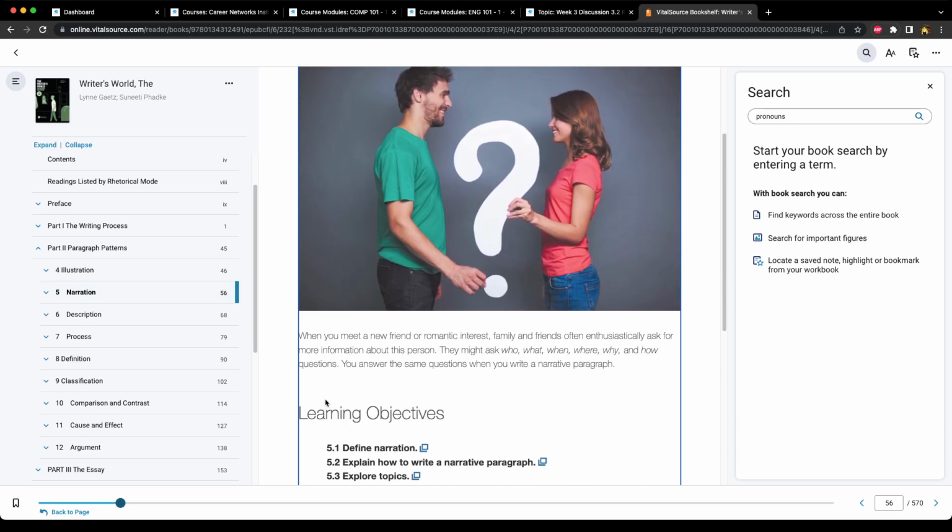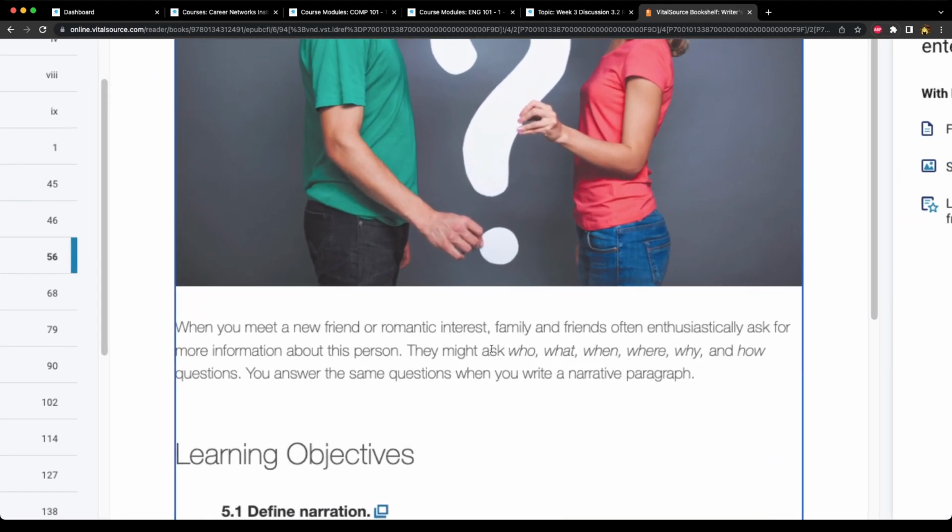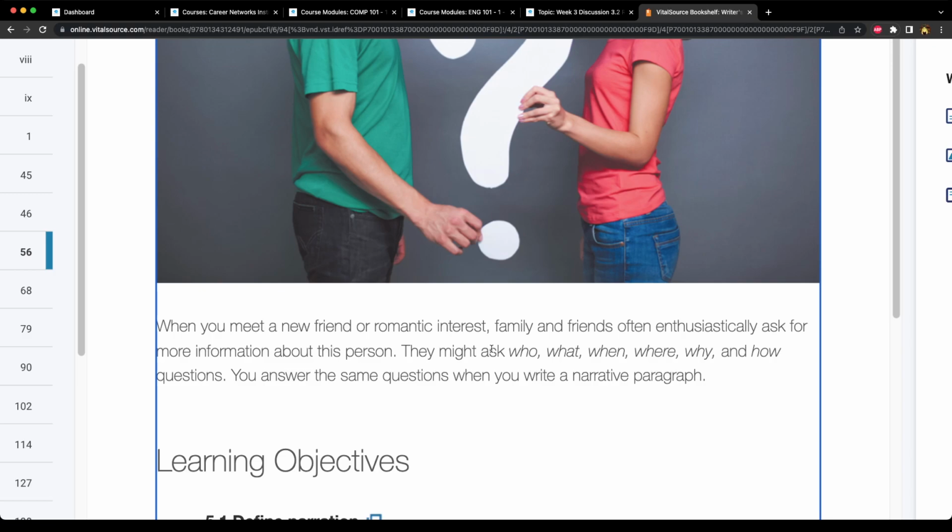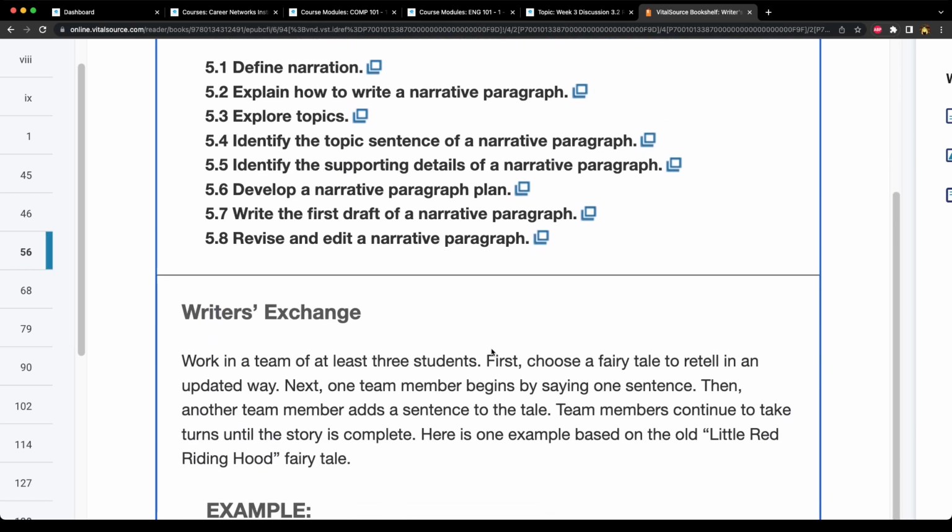Many of you are super familiar with narration when you're watching movies or listening to podcasts or anything. So when you meet a new friend or a romantic interest, family and friends often enthusiastically ask for more information about this person. They might ask who, what, when, where, why, and how questions. You answer the same questions when you write a narrative paragraph, right?